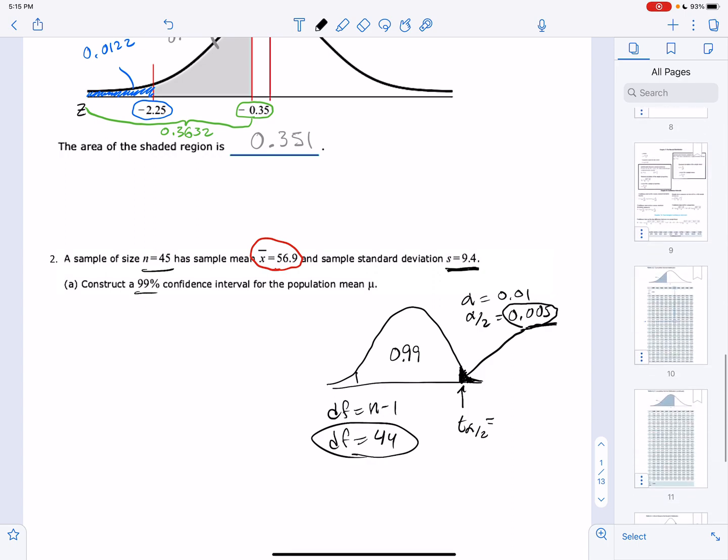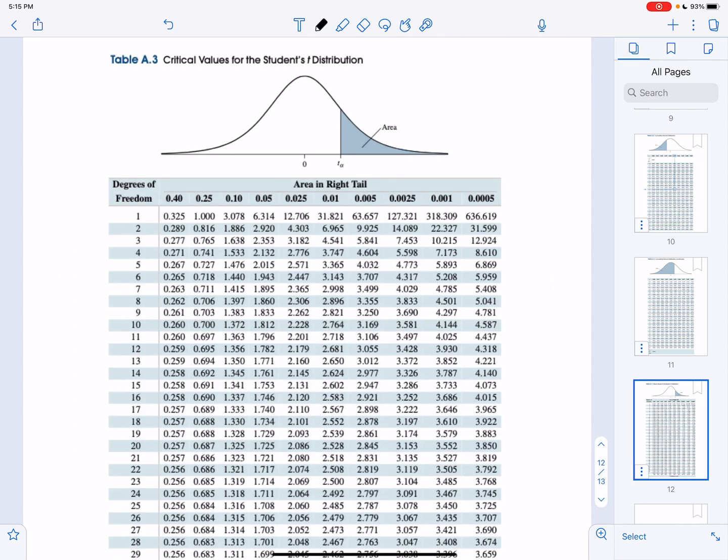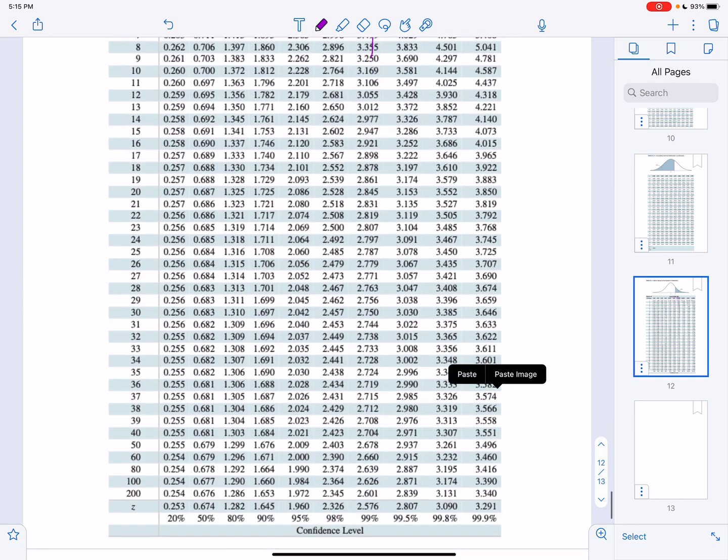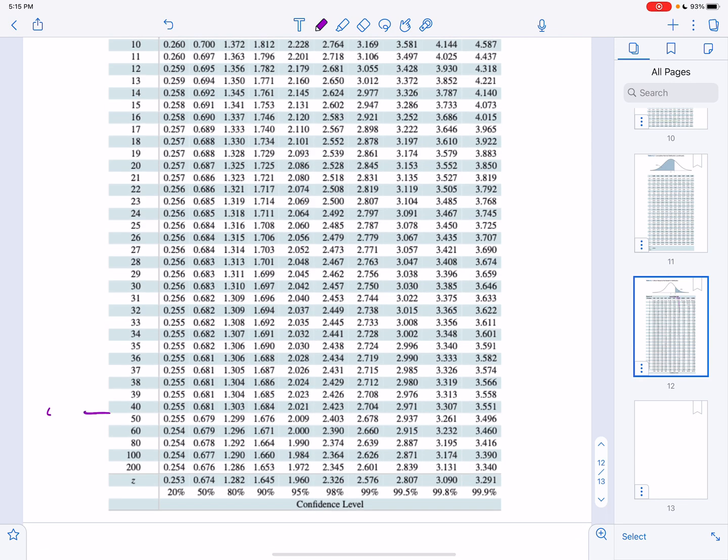Let's go to our t distribution, not z, our t. If you take a look at our t distribution, you can see it says area in the right tail. We want that to be 0.005. So we come down here, and degrees of freedom happen to be 44. 44 is right in between. So if you don't see your degrees of freedom on the chart, you always go to the more conservative route, which is drop that degree of freedom down to 40. You always drop down. If you hit 200, or actually more than 200, then we use a z.